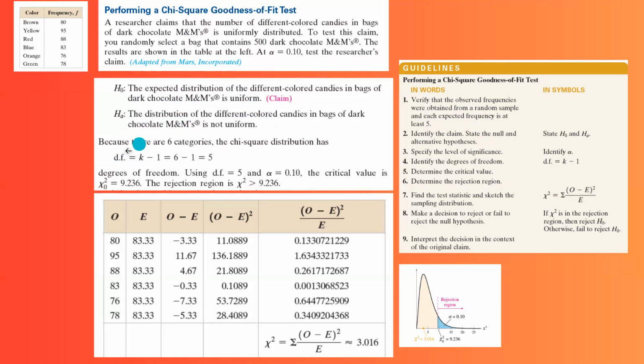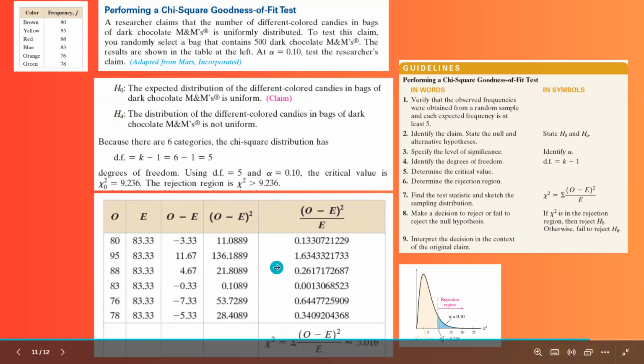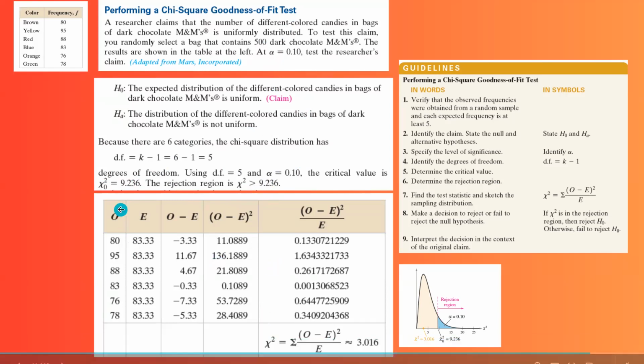Now the degrees of freedom is k minus 1, which is 6 minus 1, 6 categories minus 1, which is 5. Now the degrees of freedom is 5 and alpha is 10%. In the question it's given to us. The critical value is going to be 9.236. So the rejection region is going to be any number larger than 9.236.